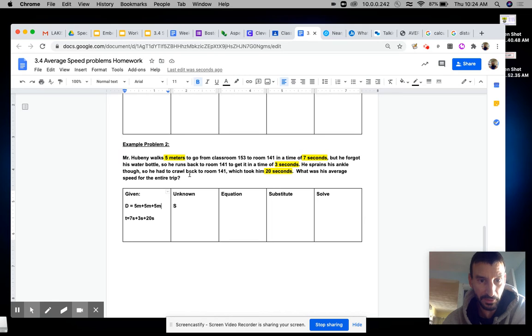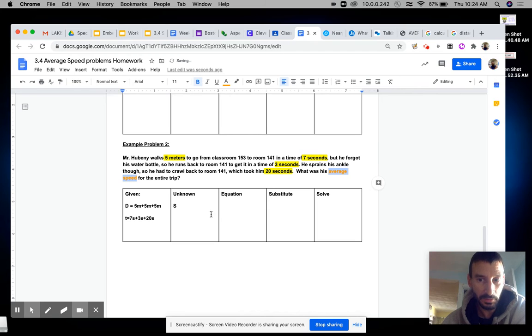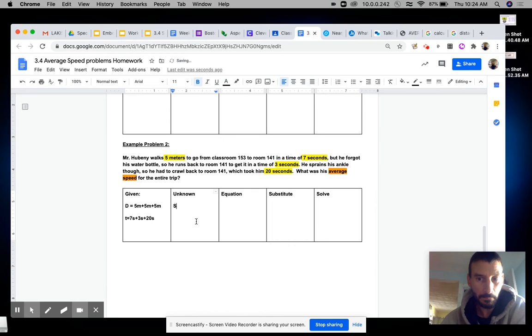Okay, so this is it, that's it. Now we can find the average speed because we have everything we need. Ooh, I changed it to orange. I don't want that. I want black. I want to highlight that. There we go. Okay, I need my total distance, so 5 plus 5 plus 5. So we get 15 meters, and 7 plus 3 is 10, plus 20, so that took 30 seconds.